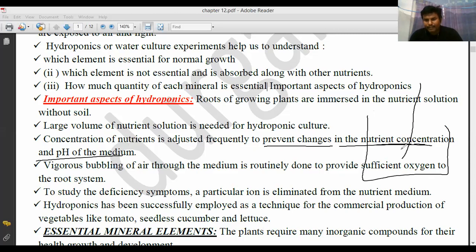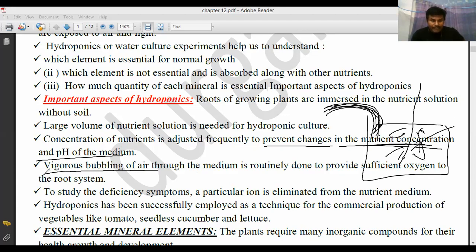So once you add some amount of nutrients to this plant, they are absorbed by the plant. After that, the concentration of nutrients or pH is reduced. That's why nutrients need to be added frequently to prevent changes in the nutrient concentration and pH of this particular medium.